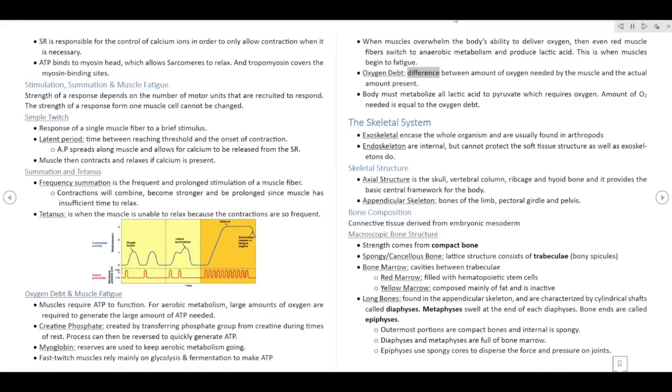Oxygen debt: the difference between the amount of oxygen needed by the muscle and the actual amount present. The body must metabolize all lactic acid to pyruvate, which requires oxygen. The amount of O2 needed is equal to the oxygen debt.